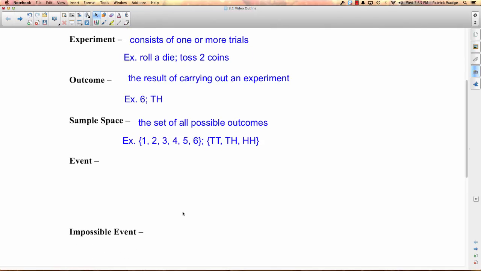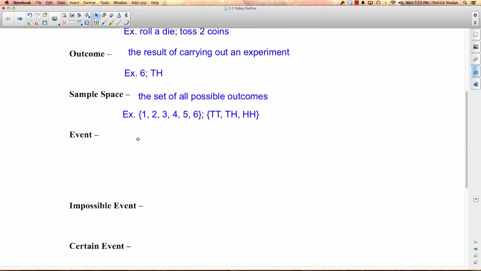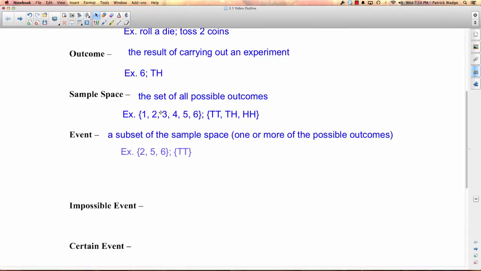Okay, an event. An event is a subset of the sample space, one or more of the possible outcomes. So this is the sample space. If you just take a subset of that, it could be just one of these things, or a couple of them, or 5 of them, or whatever. You have an event. So 2, 5, 6, I picked 3 of them. Or tails, tails in this one, I just picked one of them.